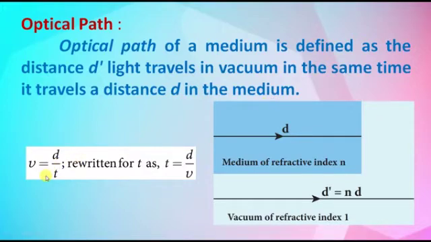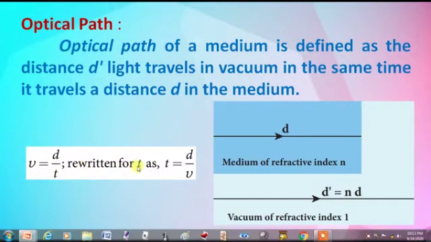Let us consider a medium of refractive index n and thickness d. The light travels with speed v. Let the time taken be t. We already know that formula: the speed of the light v is equal to d divided by t, distance by time taken. So we need the time, so t is equal to d divided by v.